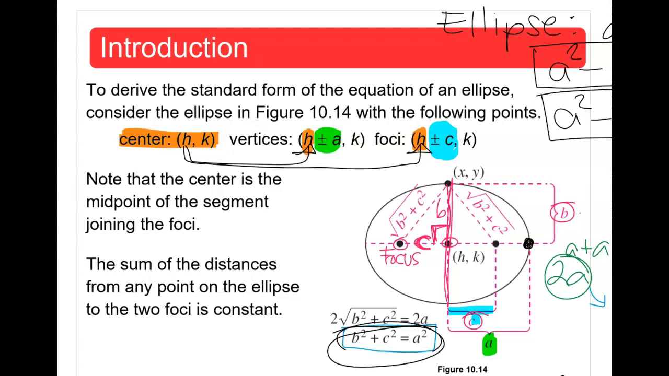So if we were to calculate the hypotenuse for this triangle, it's going to be the square root of c squared plus b squared, which is what we have here. Now, because we positioned that point right above the center on the minor axis, and we did that for convenience, the distance from that point to the other focus is the same. So it's also going to be the square root of b squared plus c squared. So that's how the formula is derived to find a squared.